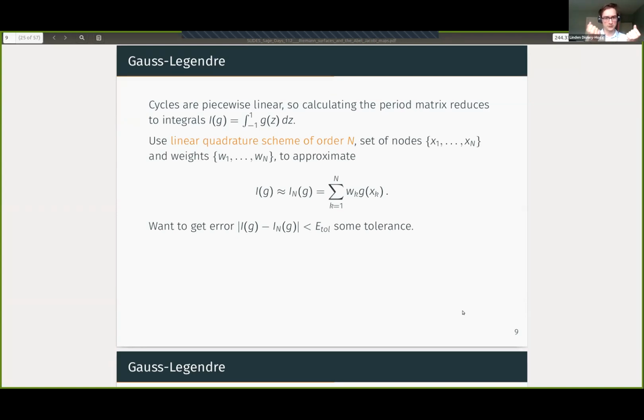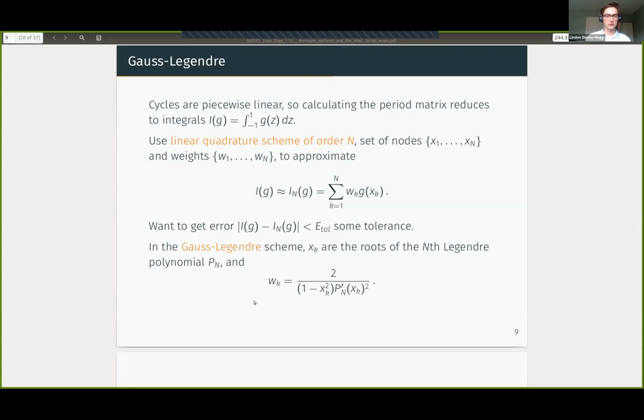We take some weights, we take some nodes, we sum them up, and we want to get a particular error tolerance. The particular scheme for this integration that we use in the code is going to be Gauss-Legendre. So these xk are roots of Legendre polynomials. These weights have this sort of funny form.